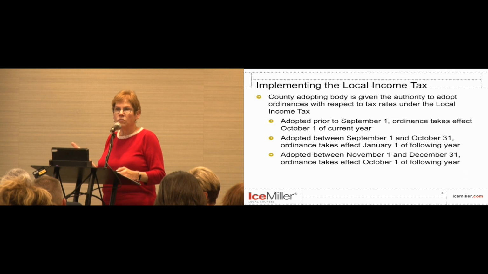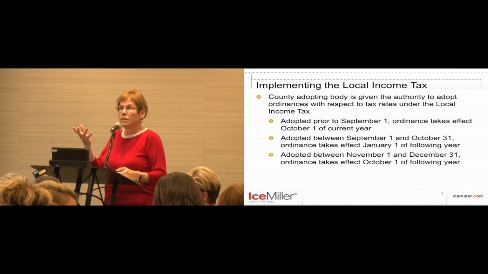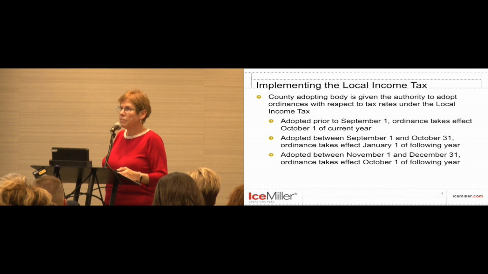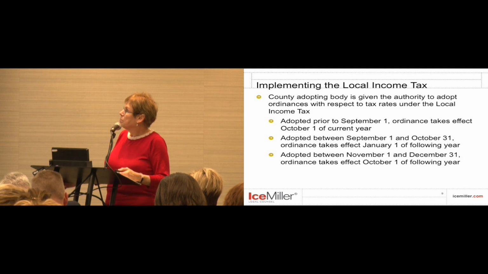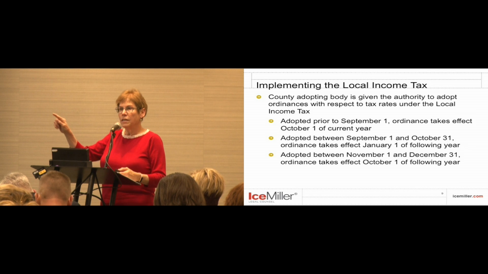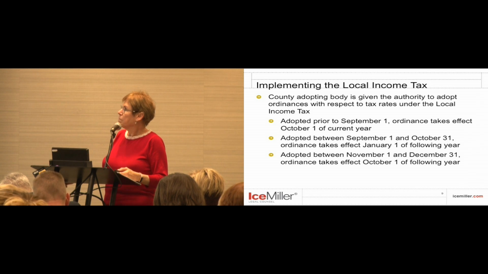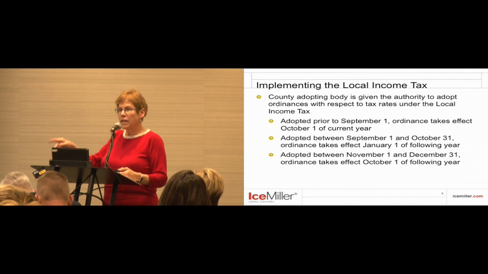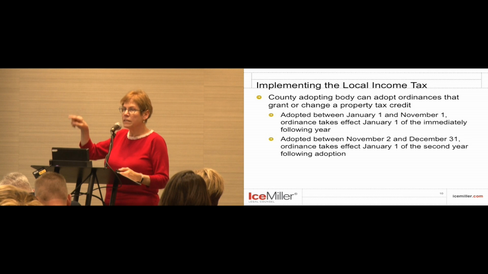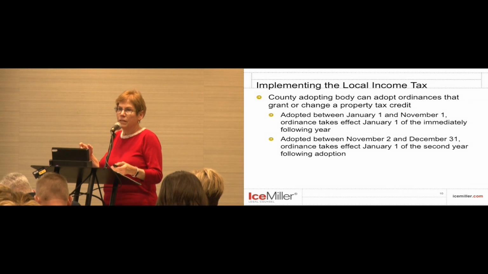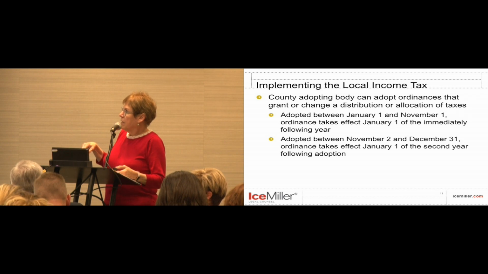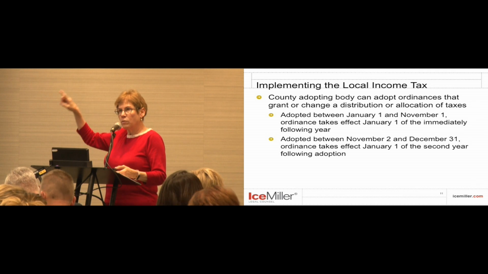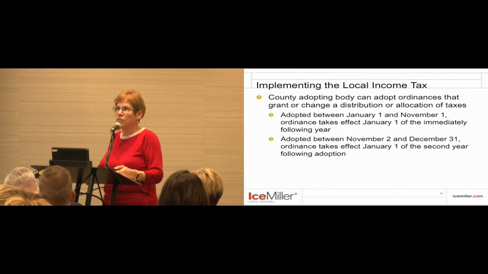So the county adopting body has the authority to adopt an ordinance to impose or increase any one of these, the expenditure rate, the property tax relief rate. For the expenditure rate, if you adopt it before September 1, the ordinance takes effect 2 months later, on October 1st. If you adopt between October 1st and November 1st, then it's the immediately succeeding January 1. So if you adopted it this year, it would have taken place January 1. And if you are later than that, then you have to wait a whole year before you see any revenue. The tax doesn't take effect for a whole other year.